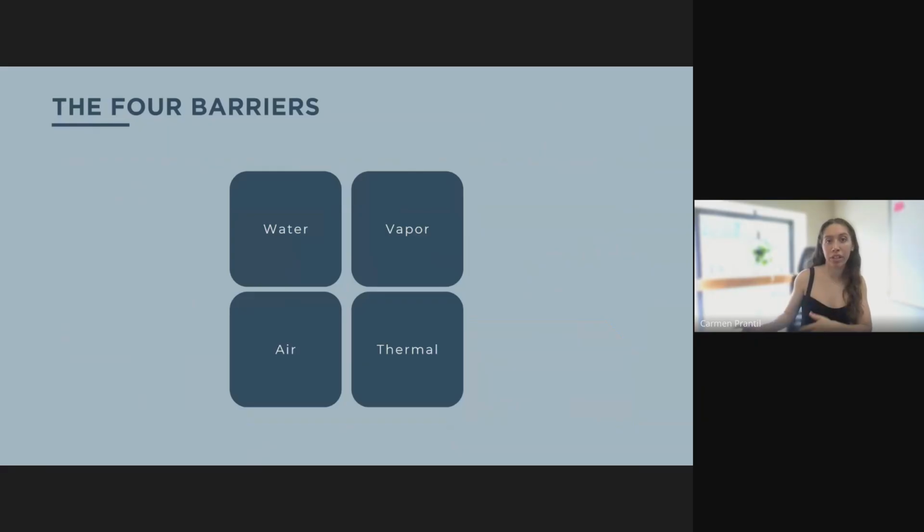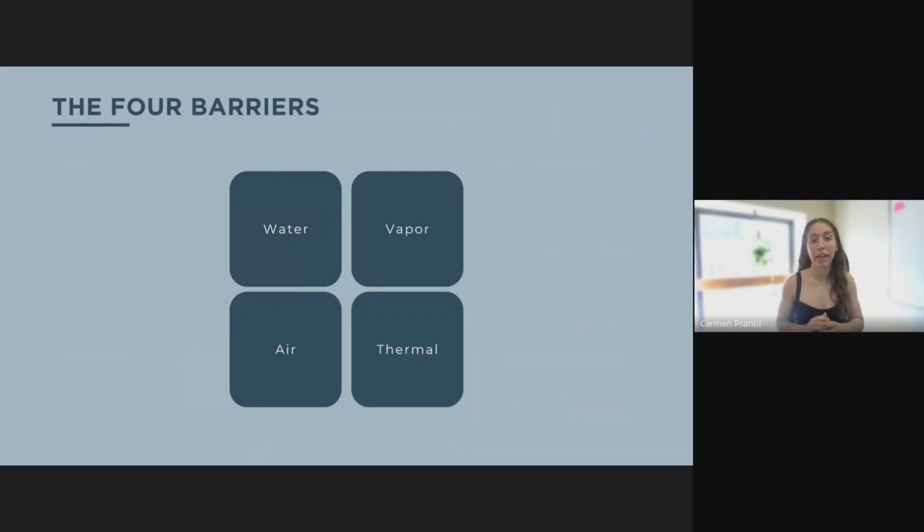So what are the 4 barriers? Is the water barrier, the vapor barrier, the air barrier, and the thermal barrier. And even though I'm listing that there are 4 different barriers, what's important to note is that it doesn't necessarily have to be 4 unique materials. So some can be dual purpose or dual plus purpose.